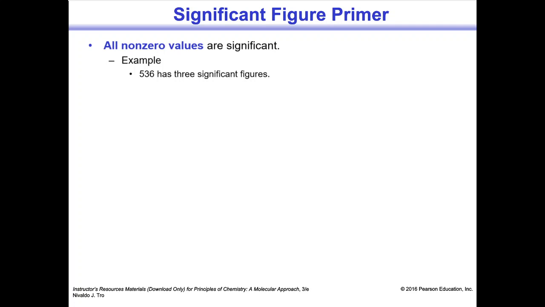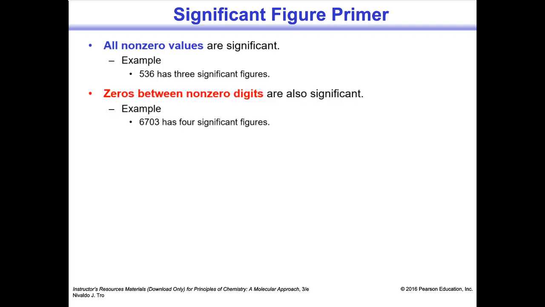Okay, so the first rule, and the main thing that these rules deal with, is whether zeros are important or not. That's the main point: to know whether a zero counts as a significant figure or not. So the first thing we're going to say is that all non-zero values are significant. Okay, so if it's a digit in a number that's not a zero, then it must be significant. So something like 536 has 3 significant figures. I have a 5, a 3, and a 6, which are all non-zero digits, so therefore all 3 are significant.